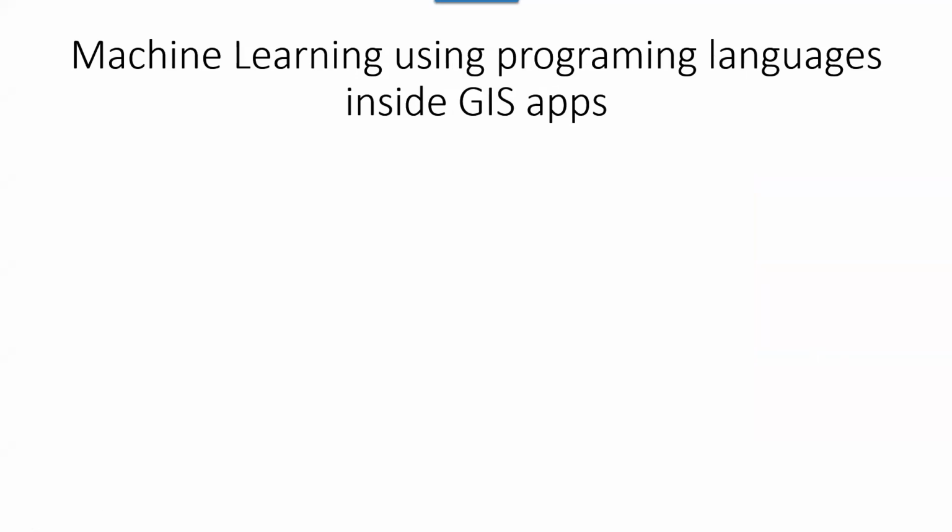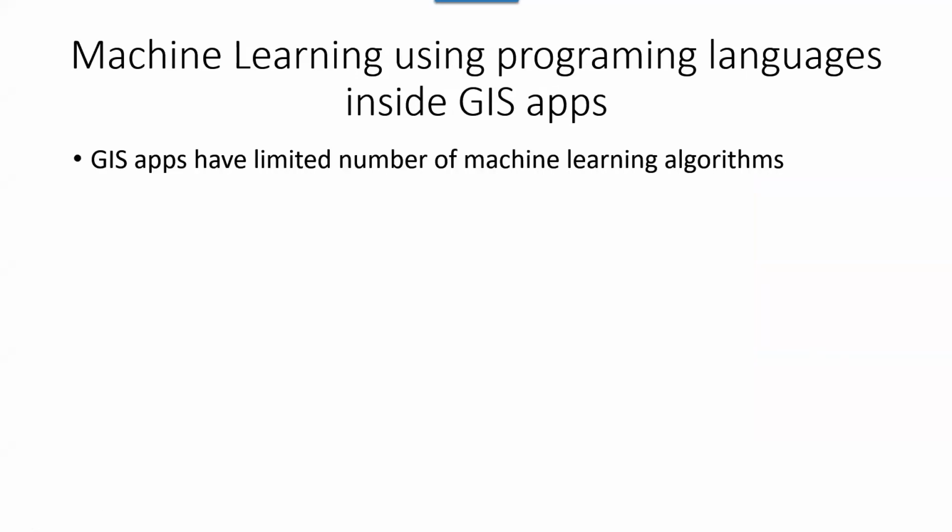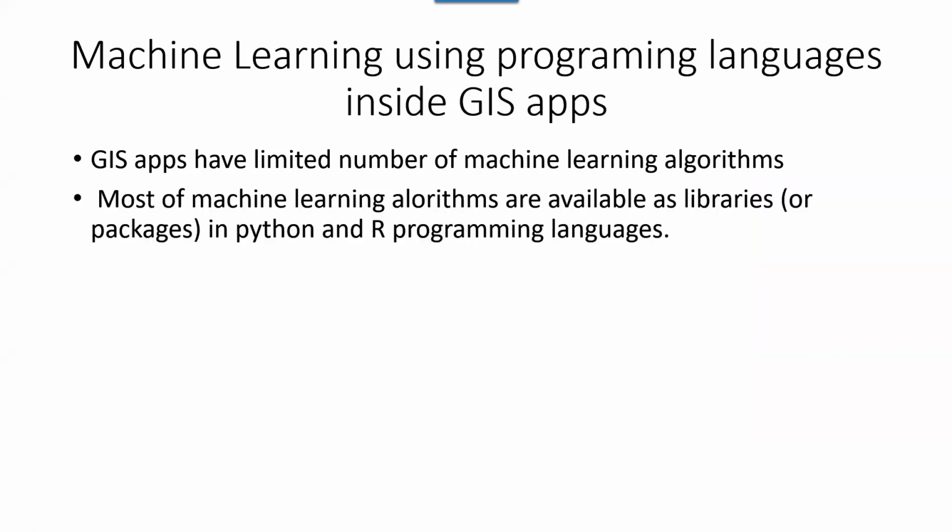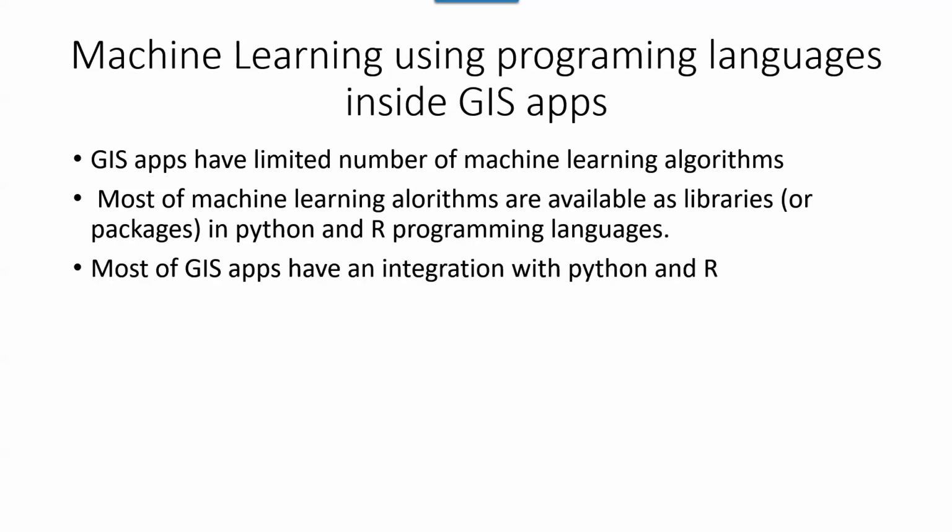Machine learning using programming languages inside GIS applications. GIS applications have a limited number of machine learning algorithms, as we saw in the previous slides. Most machine learning algorithms are available as libraries or packages in Python and R programming languages. R and Python are the most used programming languages for machine learning algorithms, data analysis, and data science. Most GIS applications have an integration with Python and R.